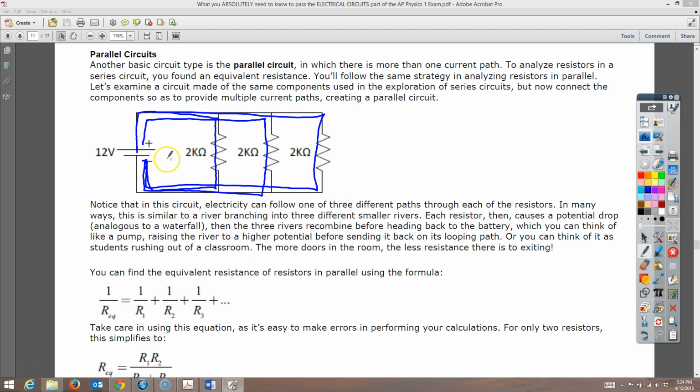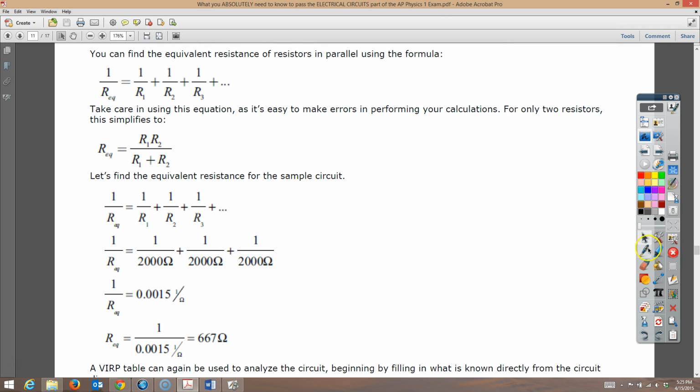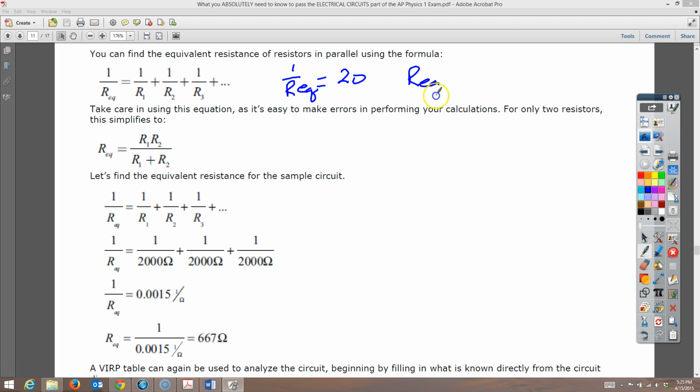And to find the resistance in a parallel circuit, we cannot just add the resistances. What we have to do is 1 over the equivalent resistance is equal to 1 over the first plus 1 over the second plus 1 over the third. When you use this equation, you have to be really careful when you get a number in the end. Let's say I have 1 over R_EQ is equal to 20. I need to make sure that I flip both sides. So really, R_EQ would be equal to 1 over 20. So you have to be very, very careful when you do this.